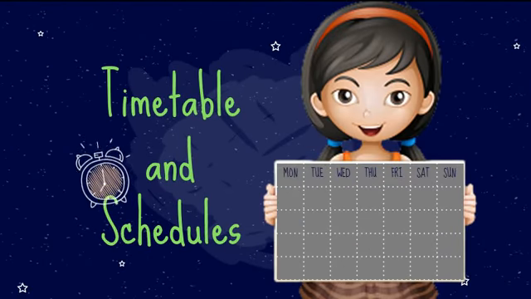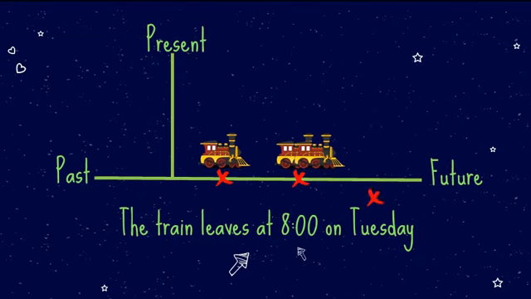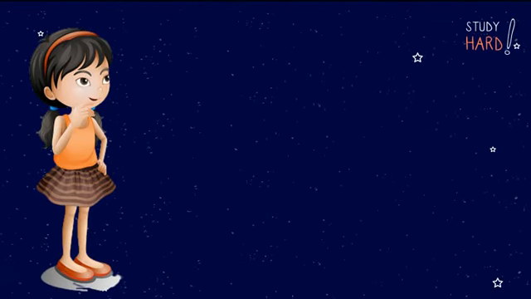When we talk about timetables and schedules, we use present tense. For example, the train leaves at 8 o'clock on Tuesday. So is this time on the timetable? Yes, it is. Does the train leave at 8 on every Tuesday? Yes, it does. Now let's talk about the structure.